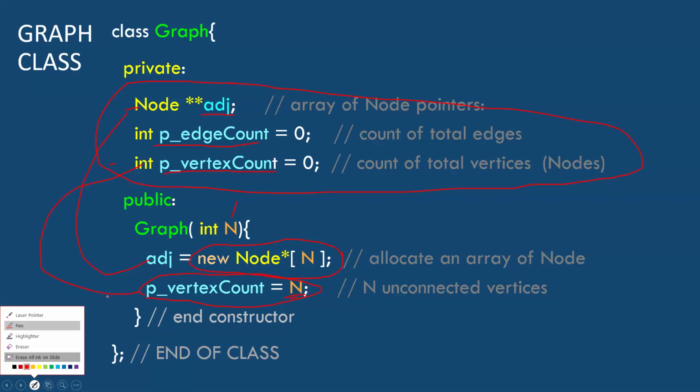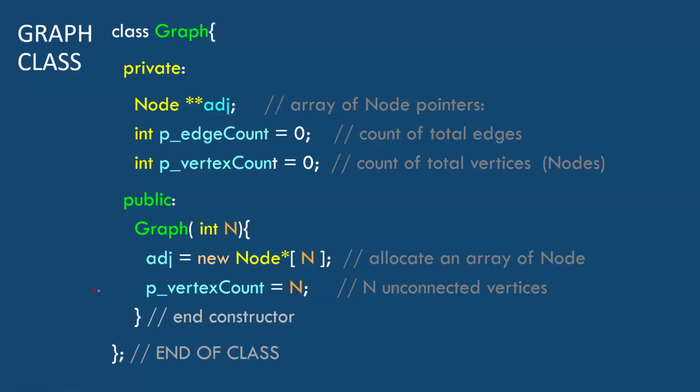No matter whatever you do, please don't do this. Don't say int p vertex count equals n, because that then masks over that and creates a local variable inside of your constructor that will then go away. Okay, so don't put that int on there. That's one heads up, because that does tend to happen. But that's the kind of top level view of our graph class and our simple constructor.